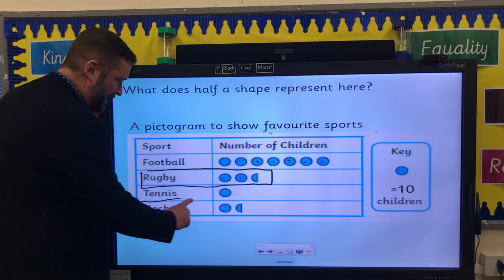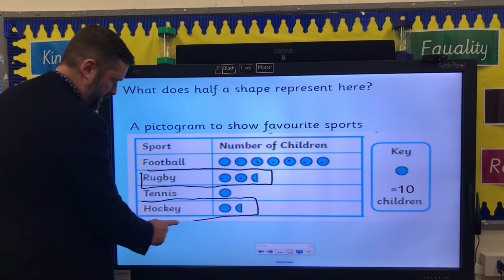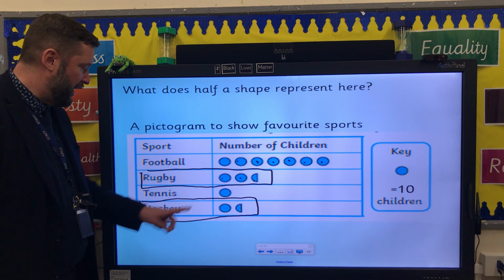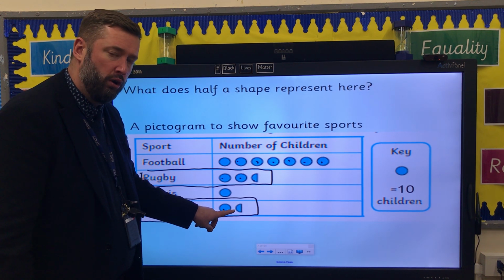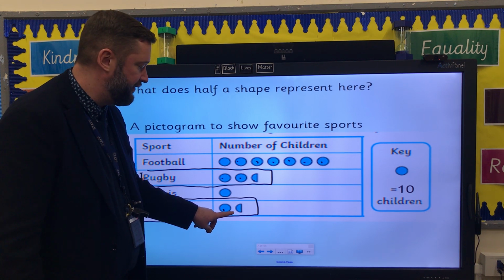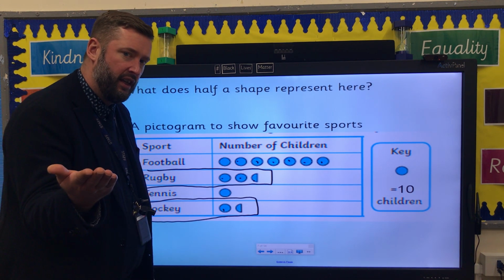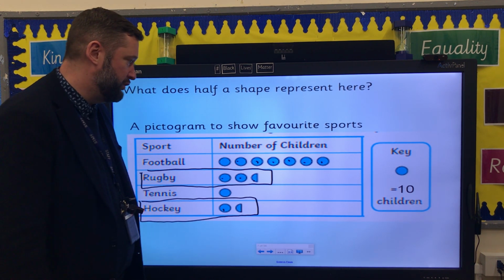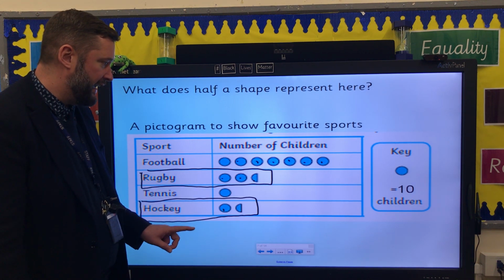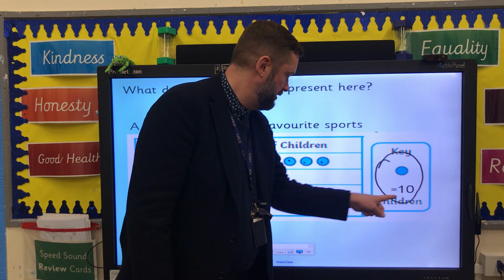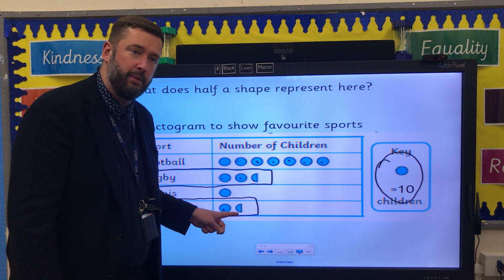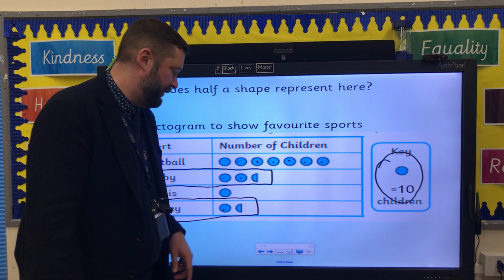Let's count the hockey row, because that's got half a shape. So I've got 10 and 5 more, because half a shape is 5, that's it, 15 children like hockey. So when our picture is worth 10, half a shape is worth 5.